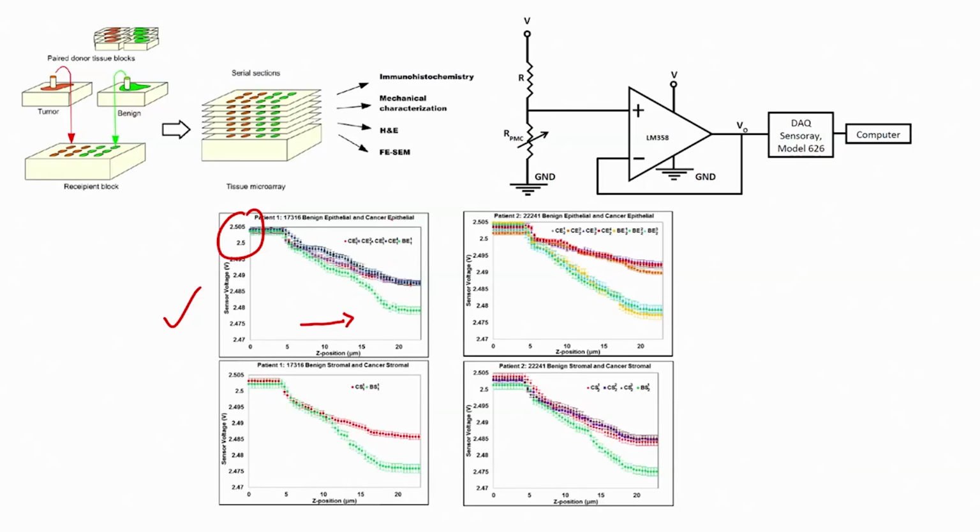So, there is a benign epithelial and cancer epithelial. You can clearly see that the benign epithelial has a different range compared to the cancer epithelial. Same way, if I consider a stromal region. So, cancer can occur in epithelial region, cancer can occur in stromal region. If I look at the stromal region, then you can very clearly see that benign stromal and cancer stromal, there is again a difference. Same way, if I take the second patient, you can again see that cancer is different than benign.